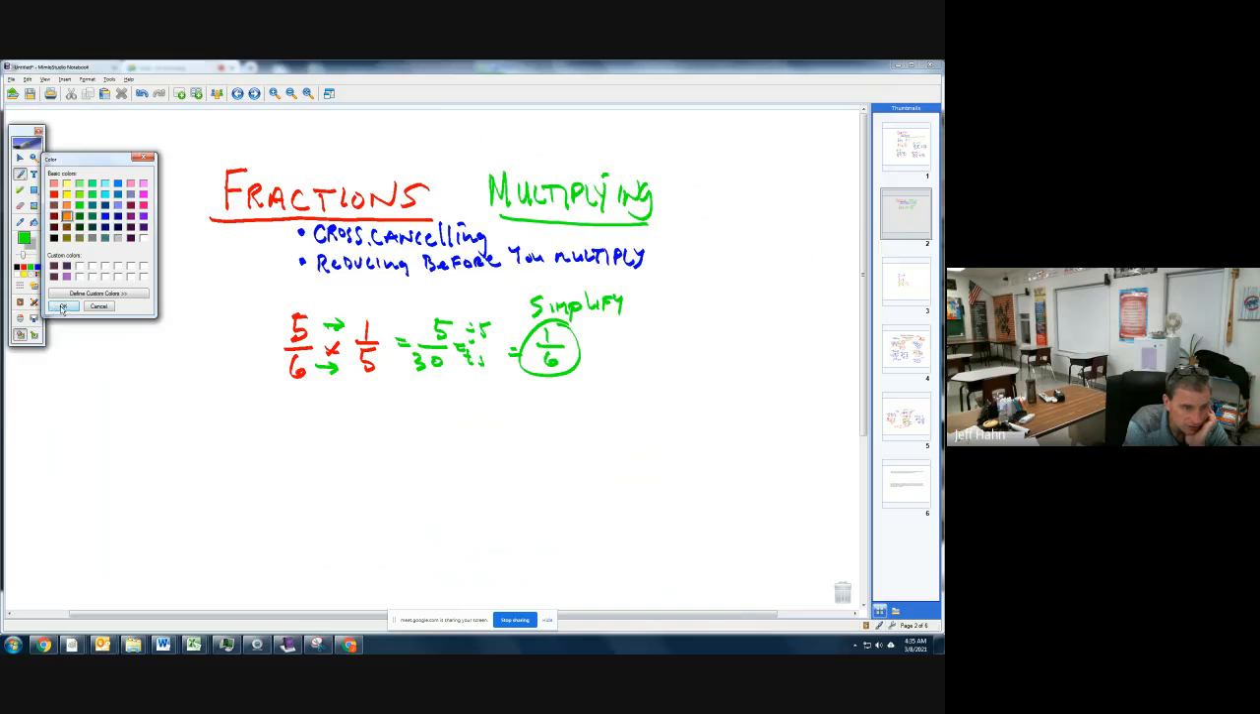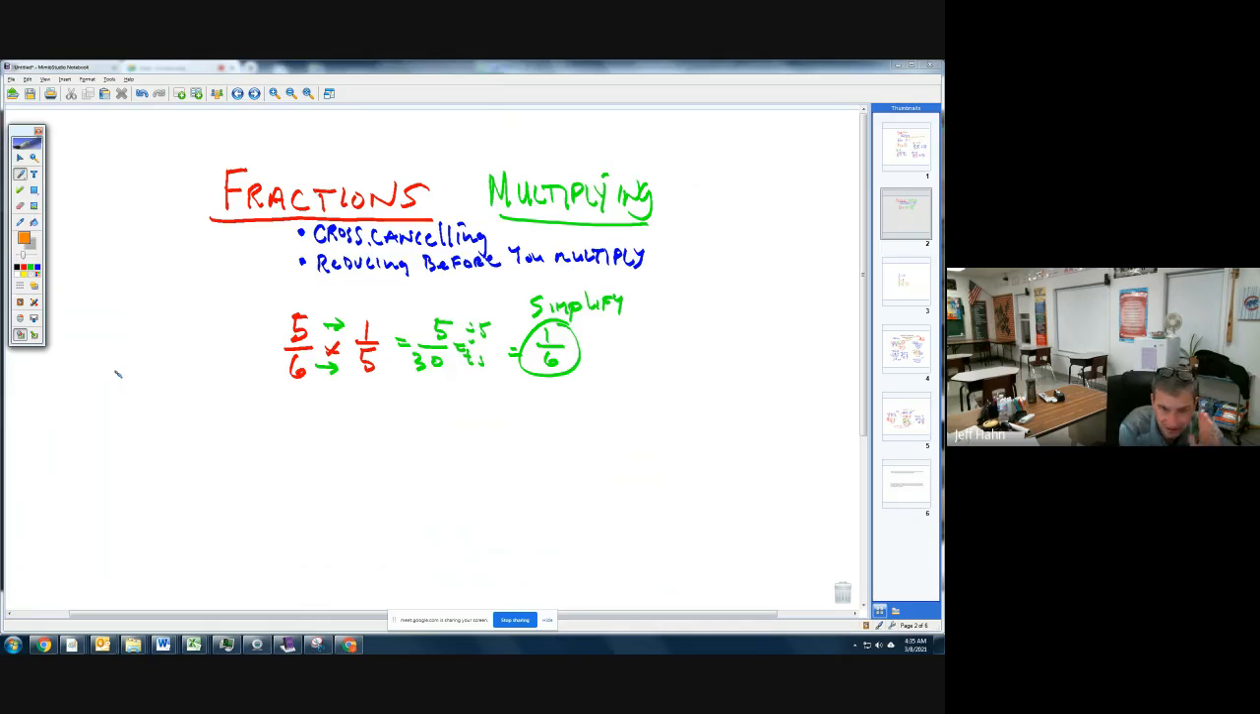But what you need to understand is you could have made it easier. It's not so important on this one, but when they get more complicated, you can make your life so much easier. Notice how we multiplied both the 5 times 1 and the 6 times 5. We multiplied by 5 twice, and then we just ended up dividing by 5 twice. You can make your life easier by understanding this.